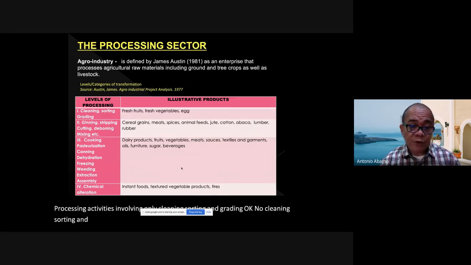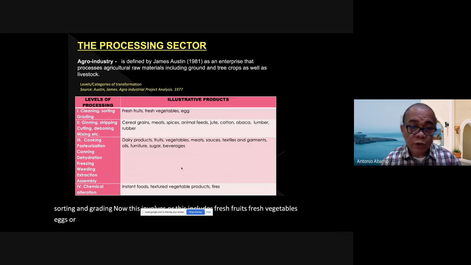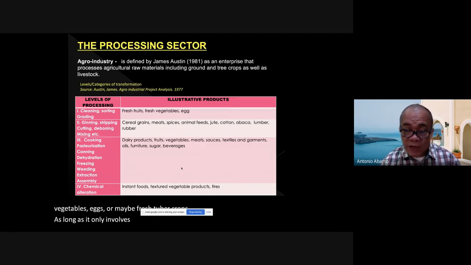Now, this includes fresh fruits, fresh vegetables, eggs, or maybe fresh tuber crops. As long as it only involves cleaning, sorting, and grading, that's processing already, level one.